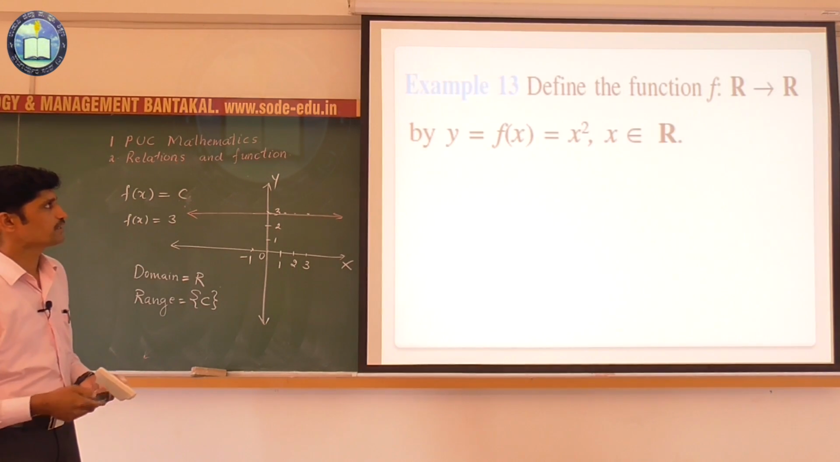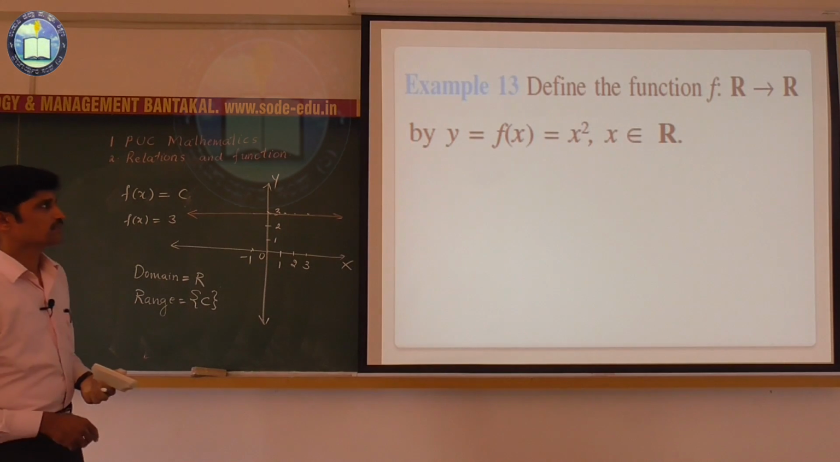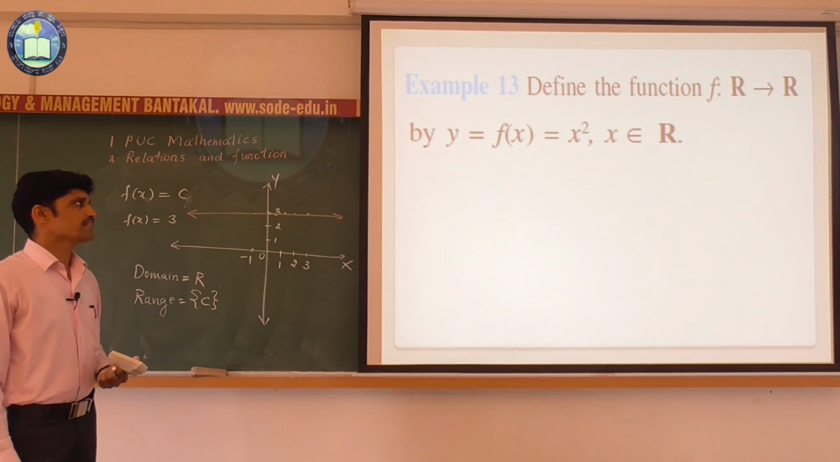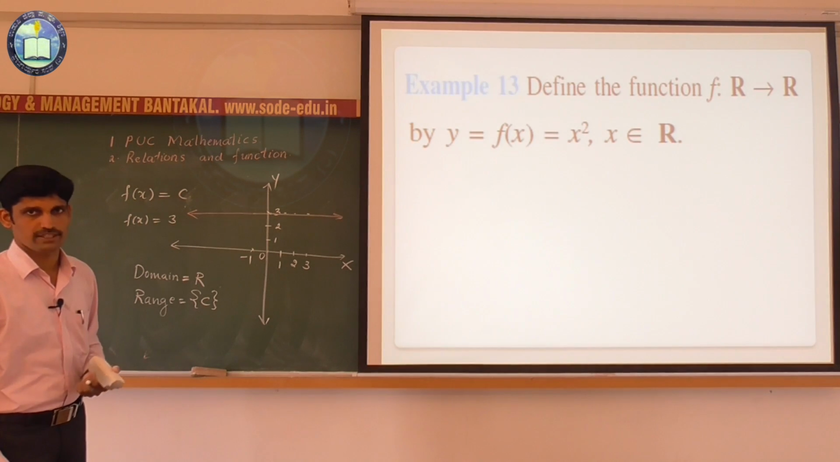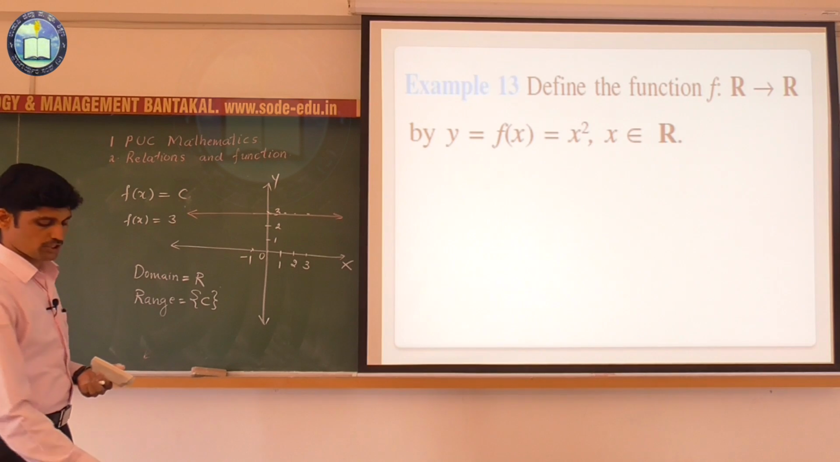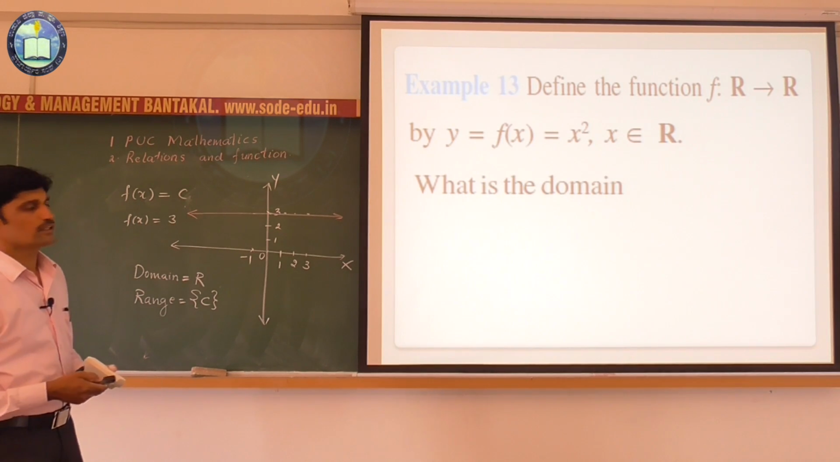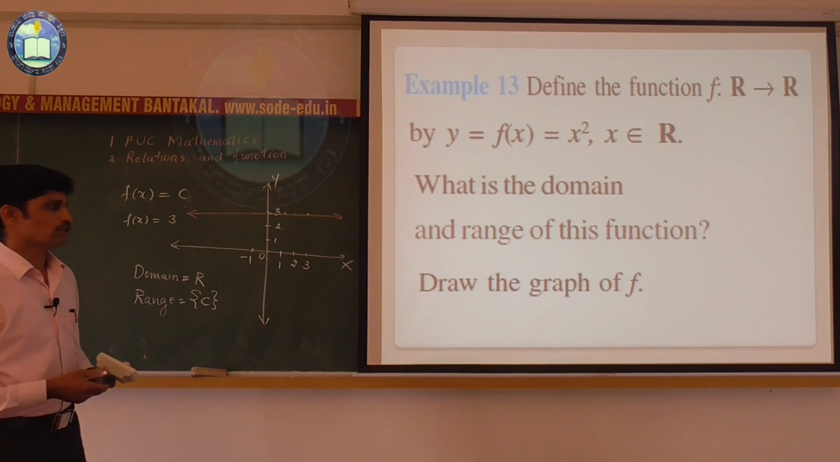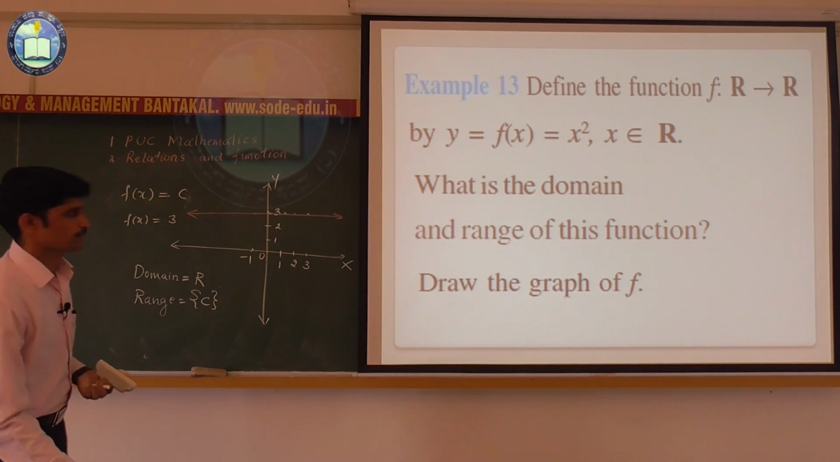We have an example here. Example number 13. Define the function f from R to R by y is equal to f of x is equal to x square, where x is any real number. The question is, what is the domain and the range of this function? Draw the graph of f.